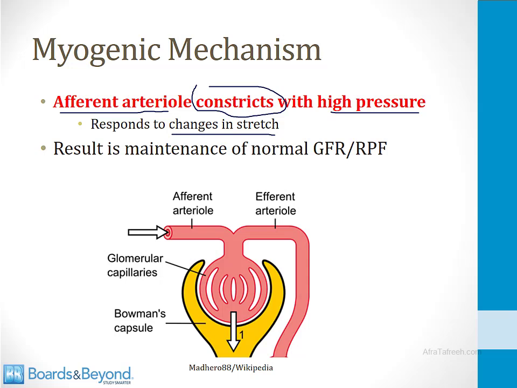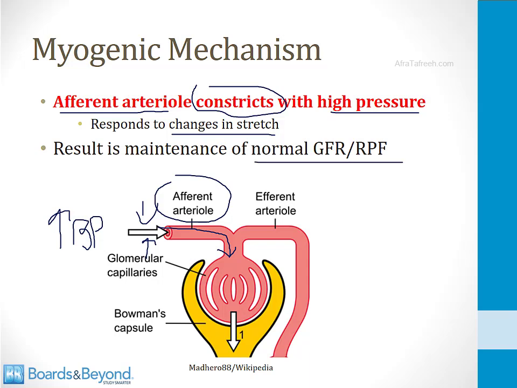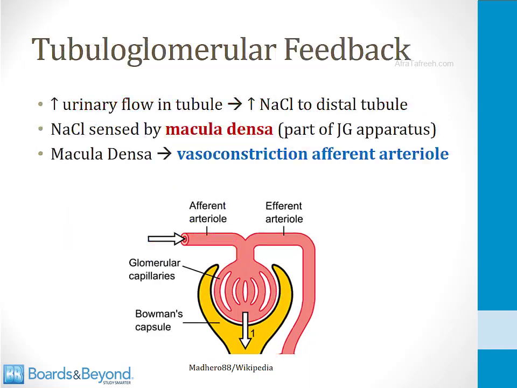So if we look at this drawing on the screen here, imagine that the afferent arteriole senses high blood pressure coming from the renal arteries and the vascular system. It will respond by vasoconstricting. This will allow less blood to enter the capillary, and it will maintain a normal hydrostatic pressure in the glomerular capillary despite the higher blood pressure in the systemic vessels. And the result is maintenance of normal glomerular filtration rate and renal plasma flow over a wide range of pressures.